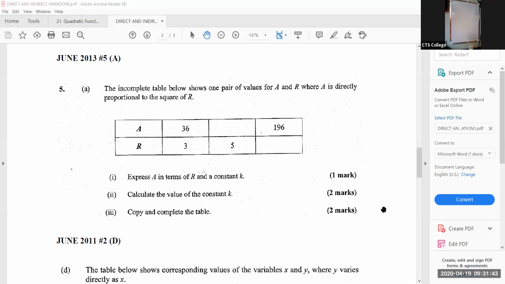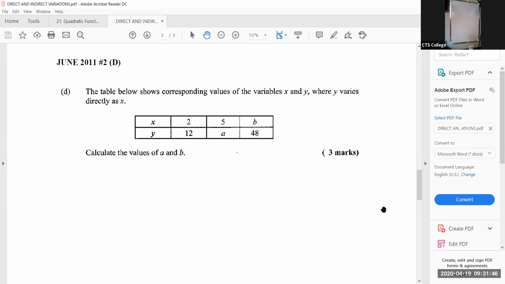Okay, June, just let me pull up a question for you all. June 2011, number 2D, we have to calculate the values of A and B, of course. Now, as you can see, it's worth 3 marks, right? So we can't just do the by the way thing and get away with it, right?